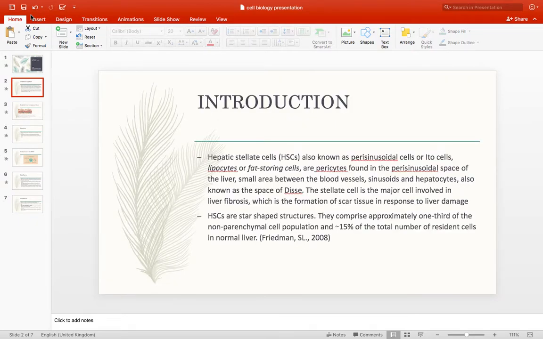The HSC, also known as the parasinusoidal cell, is found in the parasinusoidal space of the liver, a small area between the blood vessels, sinusoids, and hepatocytes, also known as the space of Disse. The stellate cell is a major cell involved in liver fibrosis, which is the formation of scar tissue in response to liver damage.